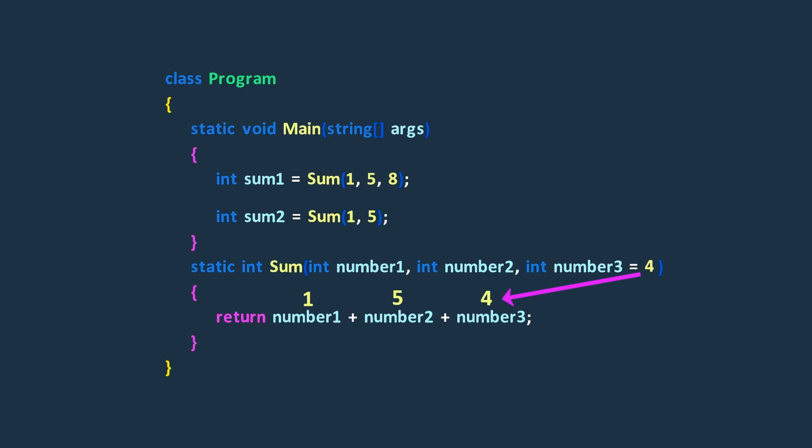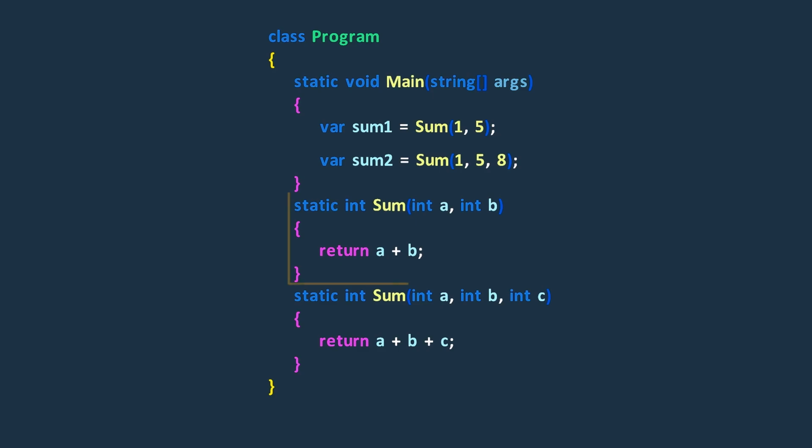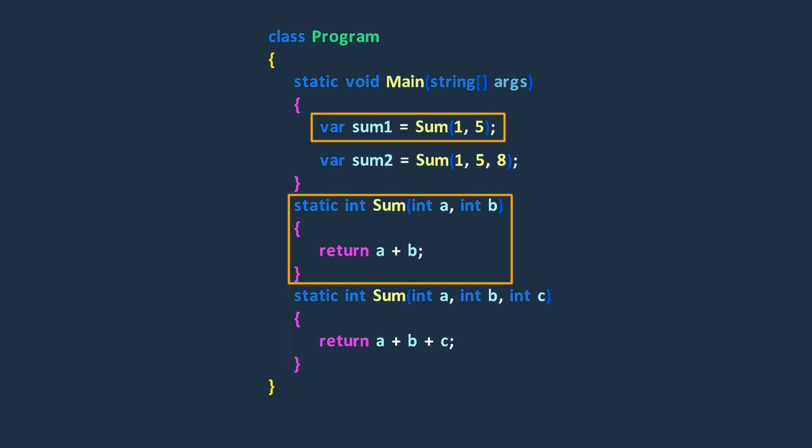Method overloading allows us to do something similar. We can call a method with different numbers of parameters. For example, here we have one method that adds 2 int together and another method that adds 3 int together. But with method overloading, when we call the sum method with only 2 arguments, the third parameter is completely ignored since the number of parameters is different between the methods.